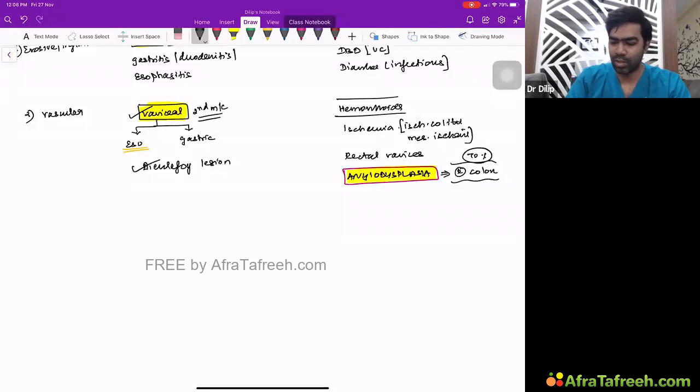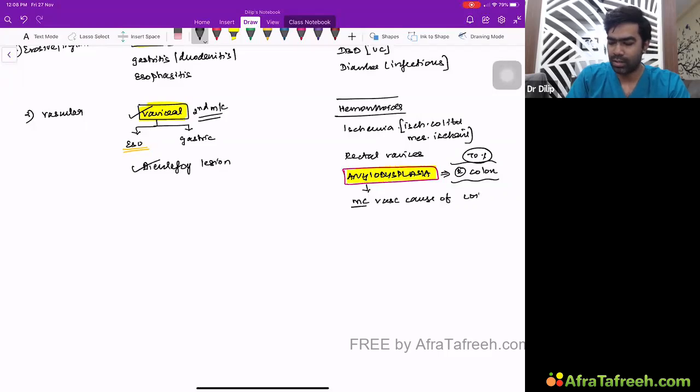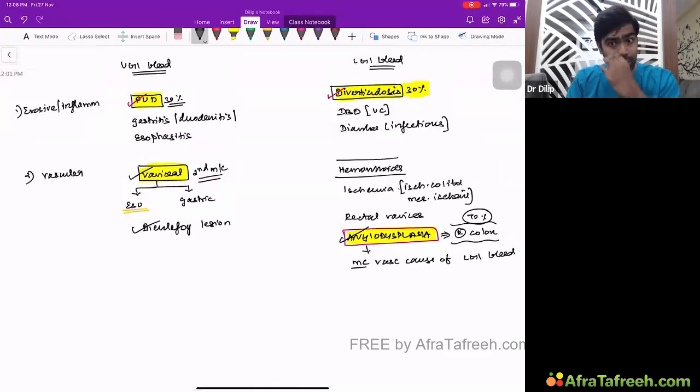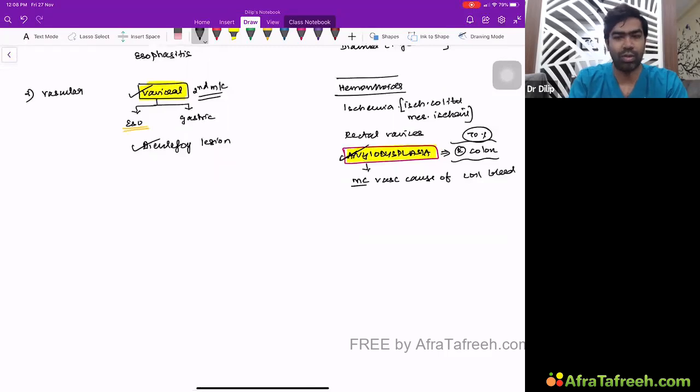And if somebody asks you what is the most common vascular cause of lower gastrointestinal bleed, it's going to be angiodysplasia. And the most common cause of lower gastrointestinal bleed is diverticulosis. The most common vascular cause of lower gastrointestinal bleed is colonic angiodysplasia.